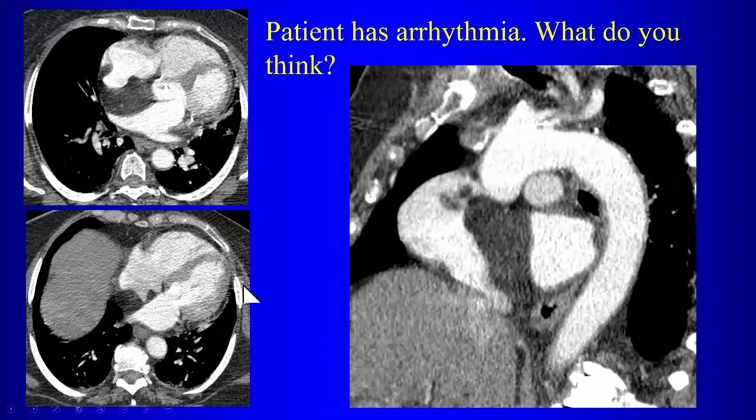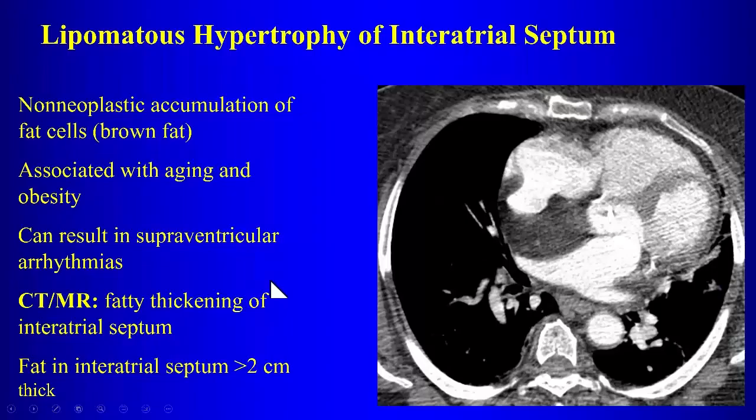Right, so this is lipomatous hypertrophy of the interatrial septum, okay? It's a non-neoplastic accumulation of fat cells, usually brown fat. It's associated with aging and obesity, usually asymptomatic, but it can cause arrhythmias.